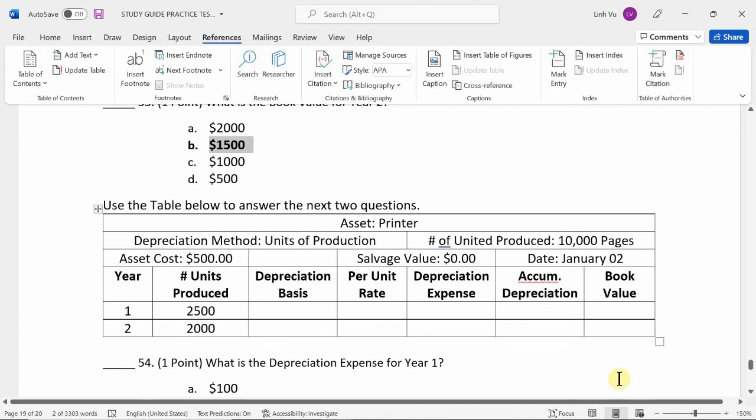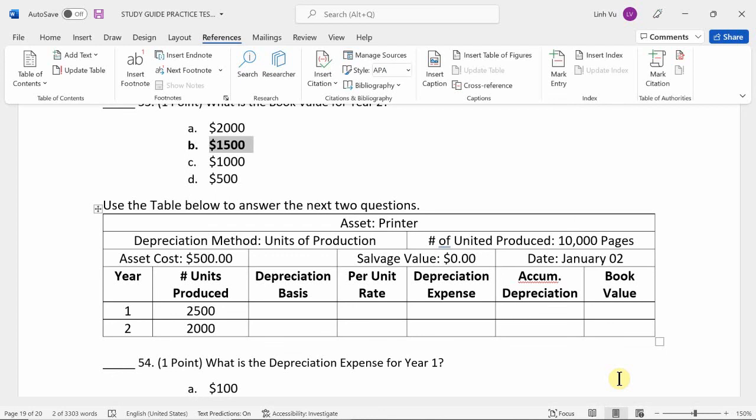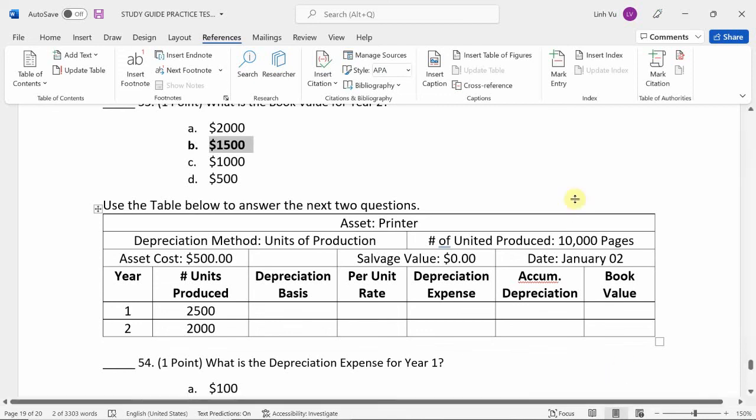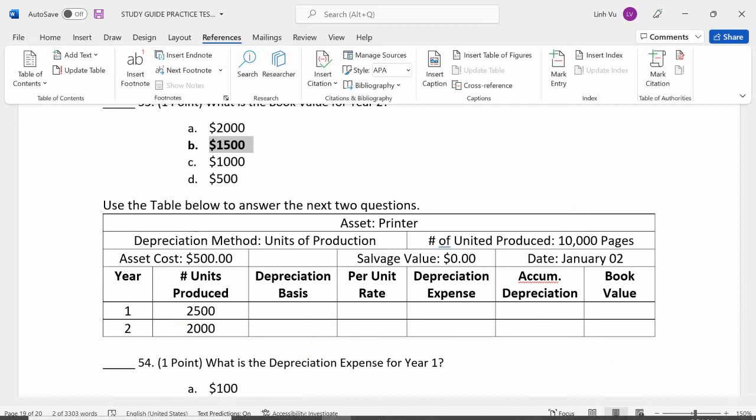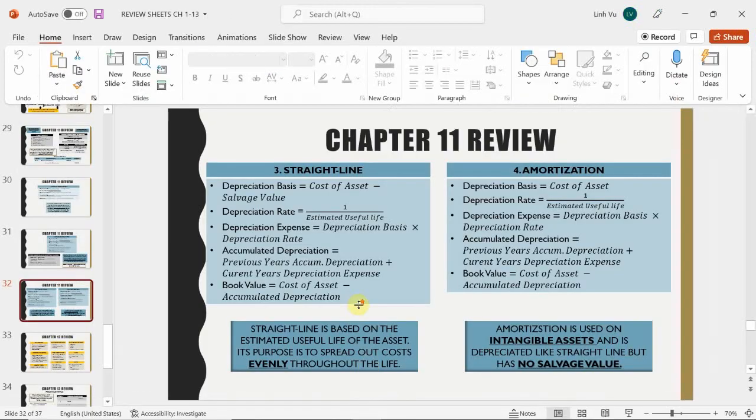Okay, so let's go ahead and do the next one here. Use the table down below to answer the next 2 questions. This time I bought a printer, and I'm using units of production. The number of units that this printer can produce is 10,000 pages. The asset cost is 500. Salvage value is 0, and the date that you placed it in service is January 2nd. So what is my depreciation basis going to be for units of production?